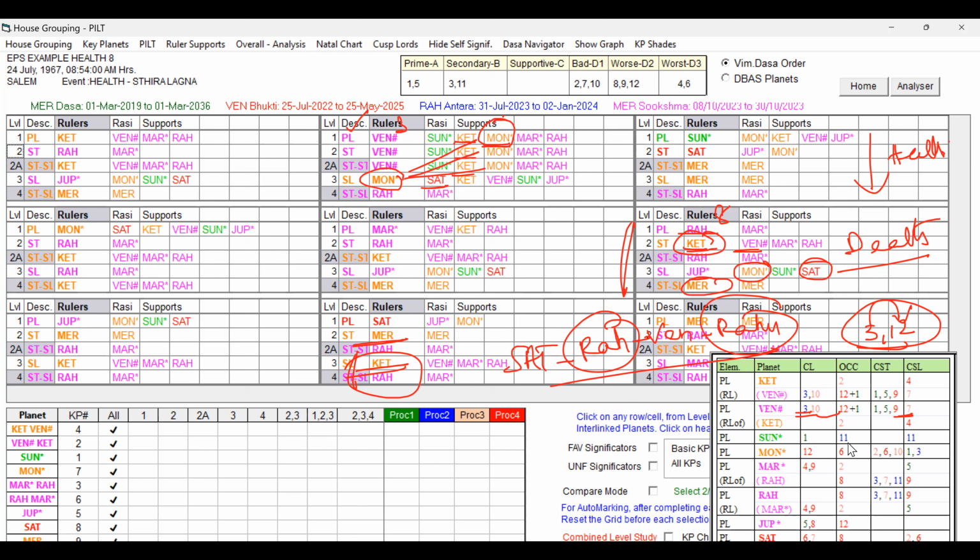Since the star lord is talking about the defect and the sublord is talking about the death, the supportive Buddhi, which has the unfavorable key planets among them, will favor both. I think you're able to understand. Anyway, this PILT table will be more useful in finding the role of the key planets and also the PILT mechanisms.